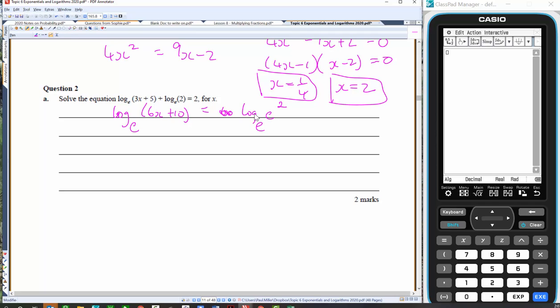Should I do that? No, I'm not going to do that. Forget that. Instead of that, I'm going to leave it as 2. Now what I'm going to do is say e to the 2 equals 6x plus 10. So I'm just going to drop that into exponential form. Now e to the 2 take 10 equals 6x. X is equal to e to the 2 take 10 over 6.